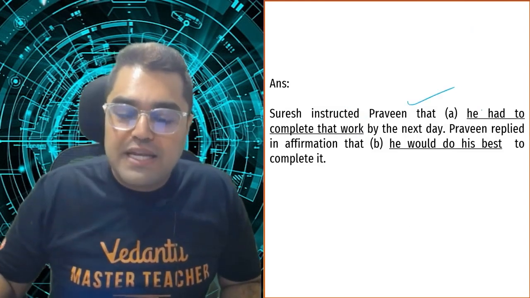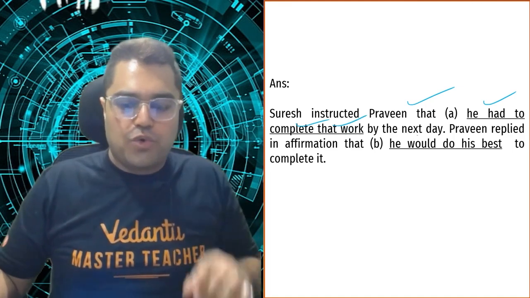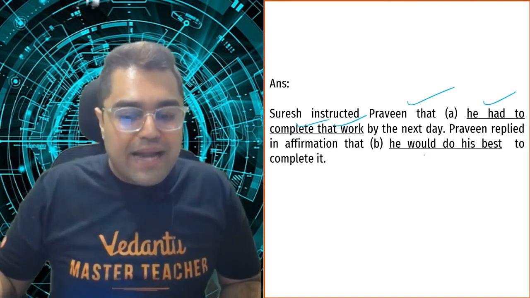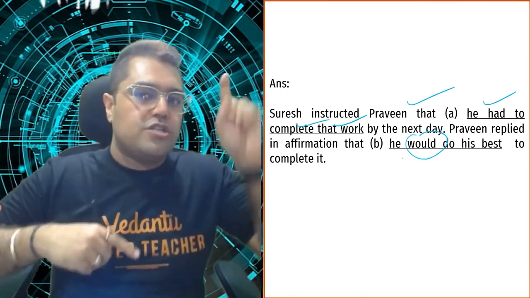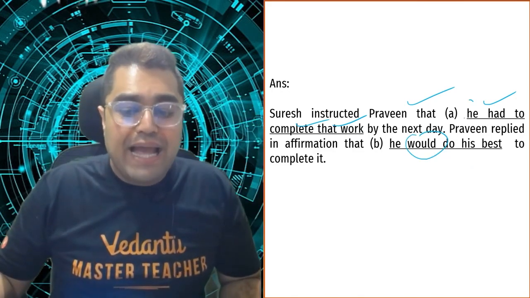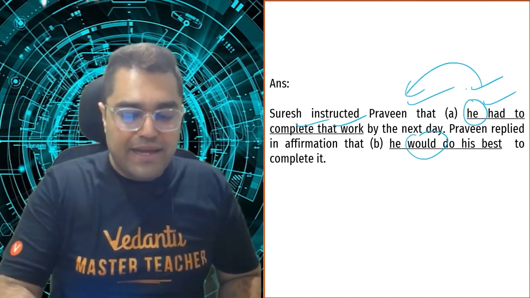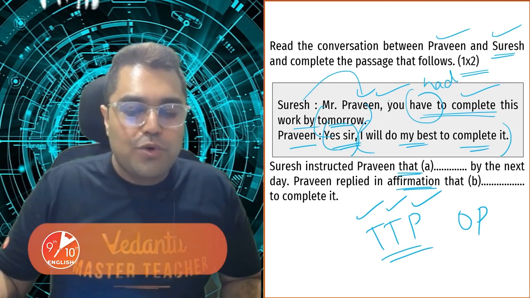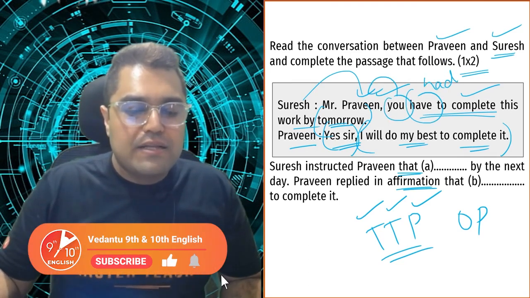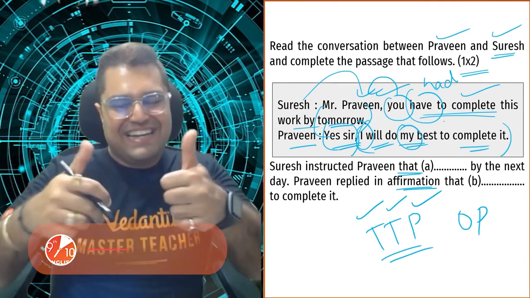Suresh instructed Praveen that he had to complete that work by the next day. Had to. Praveen replied in affirmation that he would do his best. Okay? So will changes to would. Here, he had to. Praveen that he refers to Praveen had to. So when you say have to, have changes to had. You changes to he, Praveen the work by next day. And Praveen said that he would do his best. That is how you do it.